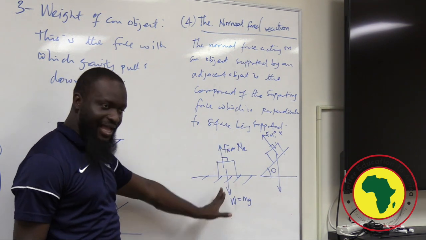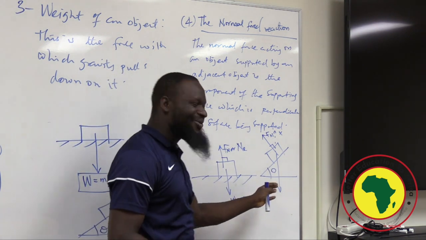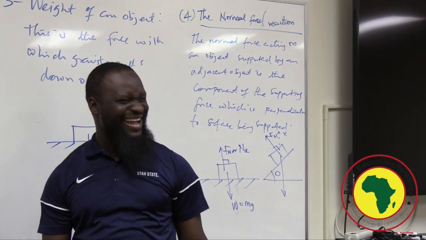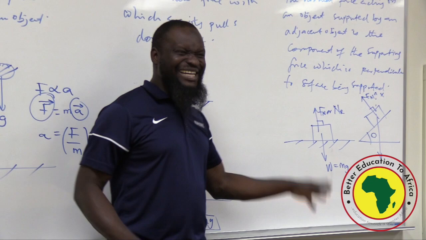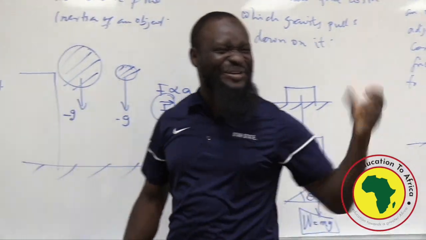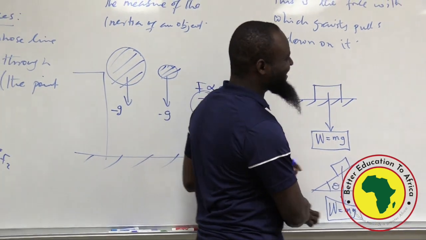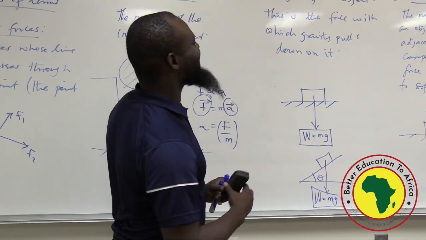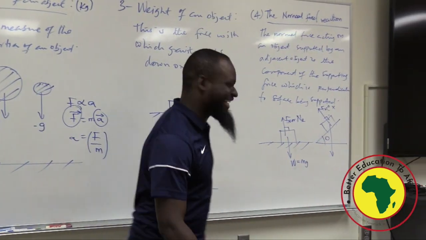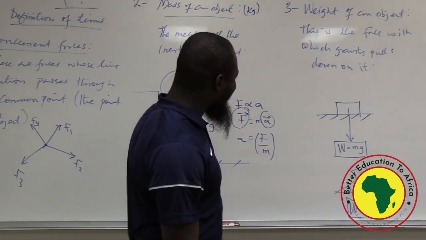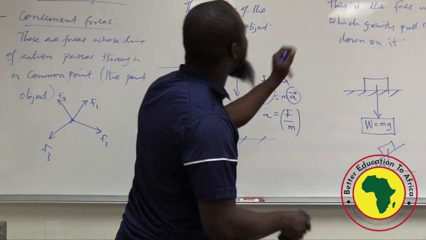So on a flat surface, it acts directly opposite gravity. On an inclined plane, it has a component. I'm going to explain the inclined plane. Don't worry, we'll end this class with examples, and then you'll see the beauty of this equilibrium. It's so beautiful, fascinating, interesting, enticing, tantalizing. Are we good? Good. So that's the normal force.